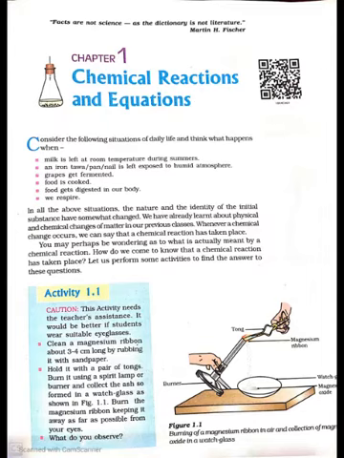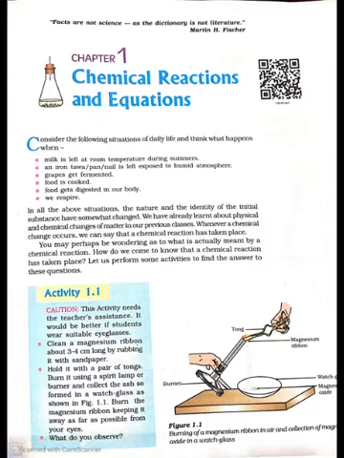changed. We have already learned about physical and chemical changes of matter in our previous classes. Whenever a chemical change occurs, we can say that a chemical reaction has taken place. You may perhaps be wondering as to what is actually meant by a chemical reaction. How do we come to know that a chemical reaction has taken place? Let us perform some activities to find the answer to these questions.